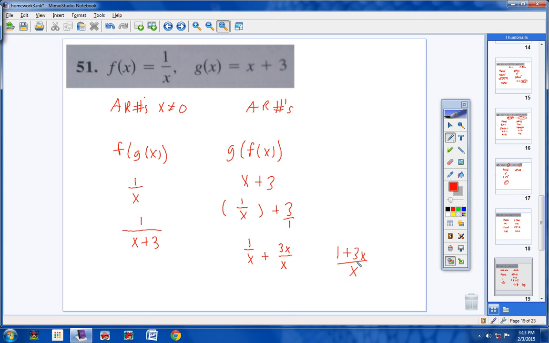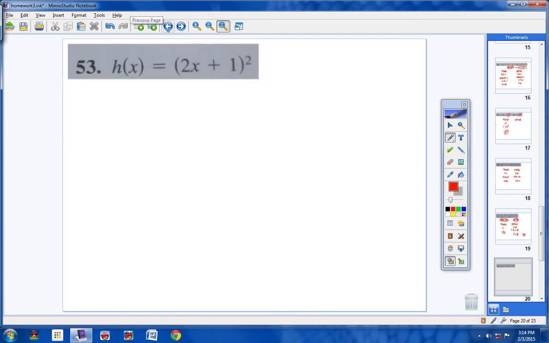Okay, so your composition would be all real numbers except not equal to 0. All real numbers except not equal to 0. And that would be because, again, you're taking where these two domains agree. Alright, moving on to the next section.